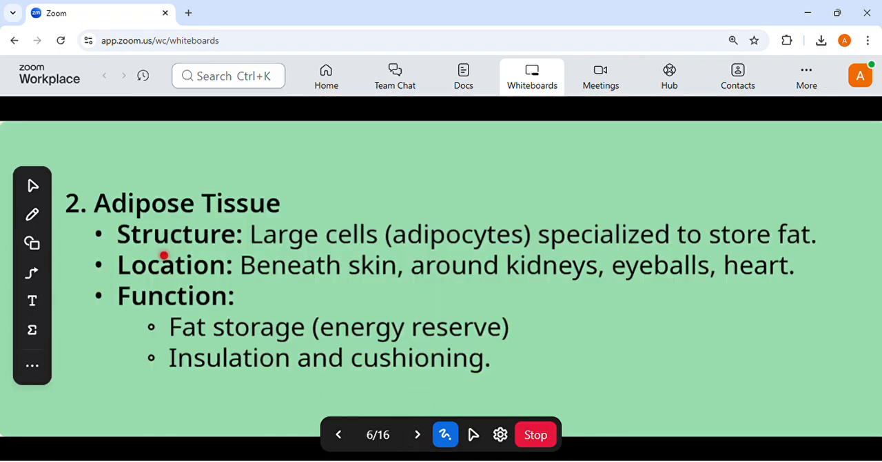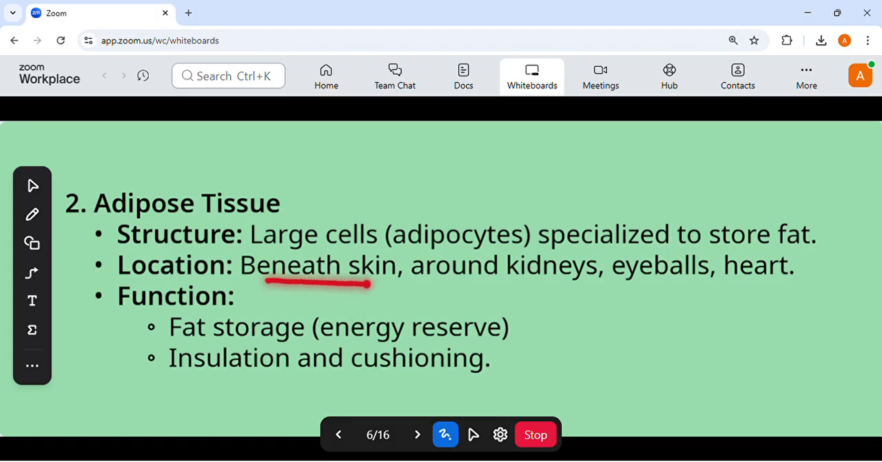Clear? Then the second type, adipose tissue. So it is going to store the fat. Adipose, fat storage. They have the large cell, adipocyte, which is specialized to store the fat. Whenever there is excess nutrient which is not necessary at a particular instant, it is going to convert into fat and store in the cell, that is known as adipocyte. So the major function of this adipose connective tissue is storage of fat.